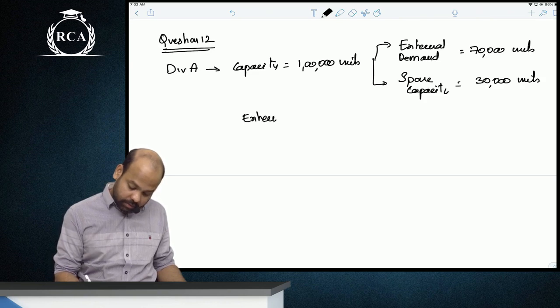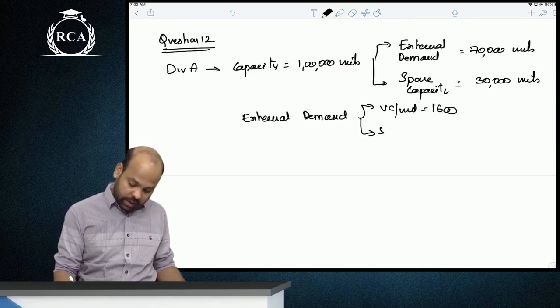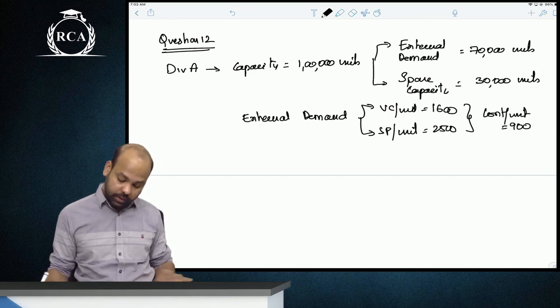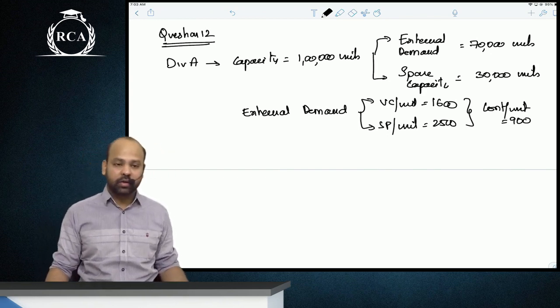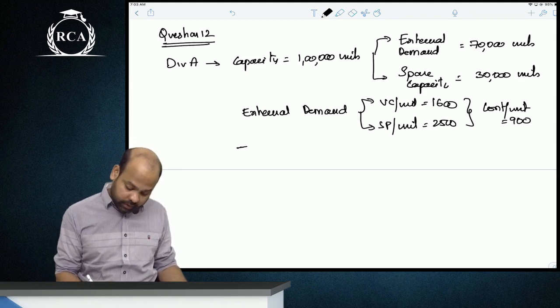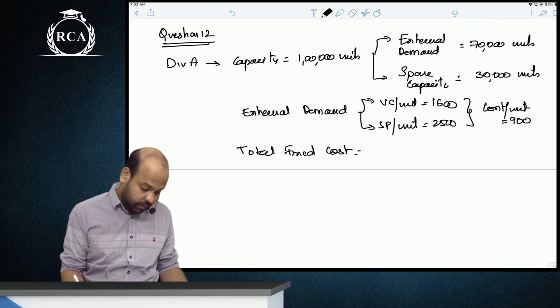For external demand, please do not forget, variable cost per unit is 1600. Your selling price per unit is 2500. Contribution per unit is 900. This is for your external demand. Your total fixed cost is 4 crore rupees.